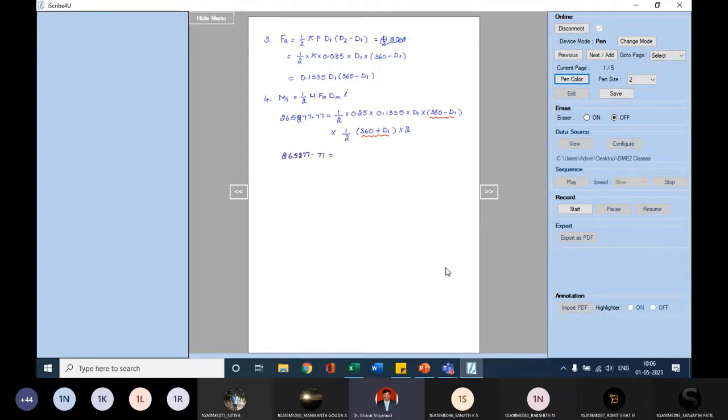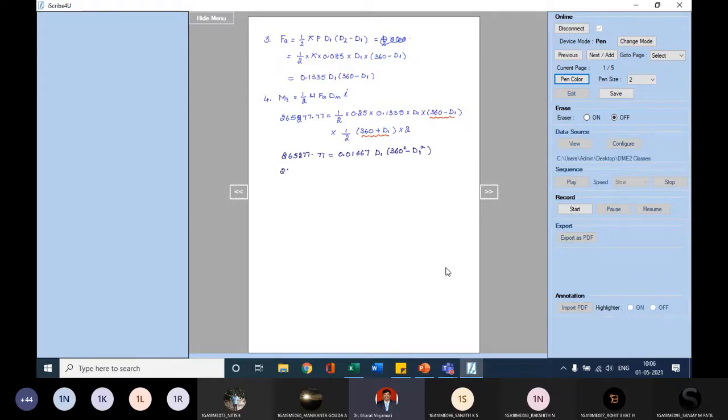So once again, leaving everything, D1 into this, what is the other value? How much will you be getting? If we calculate, you will end up with 0.01667 D1 into (360 square minus D1 square). This is the equation which you are going to get.